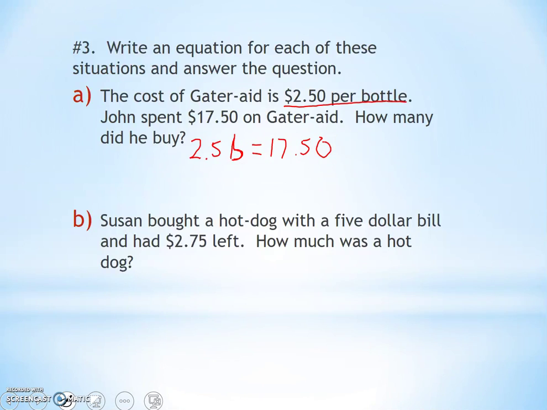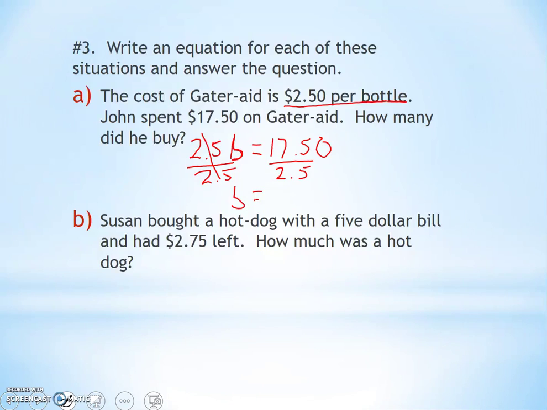So how do we solve that equation? Well, we're multiplying the number of bottles by $2.50, so I'm going to divide by $2.50. And I'm going to take $17.50 and divide it by $2.50. On the left-hand side, those are inverses of each other. They cancel each other out, so we just have the B. On the right-hand side, if I take $17.50 and divide it by $2.50, we can do this with the calculator. You can do it in your head.